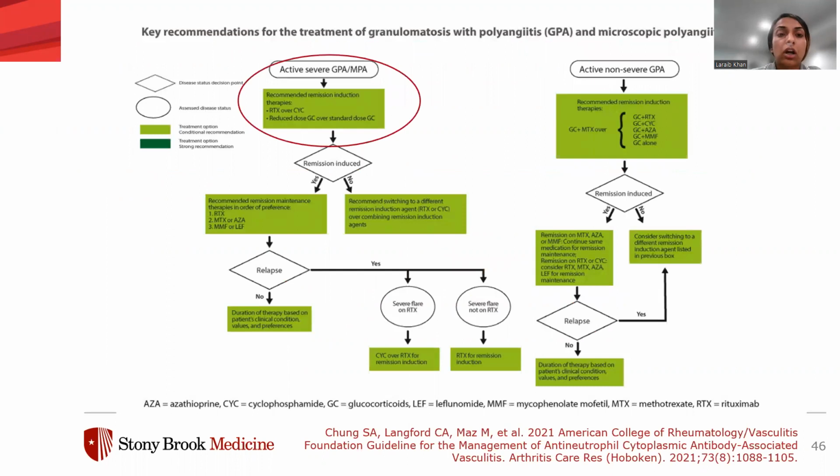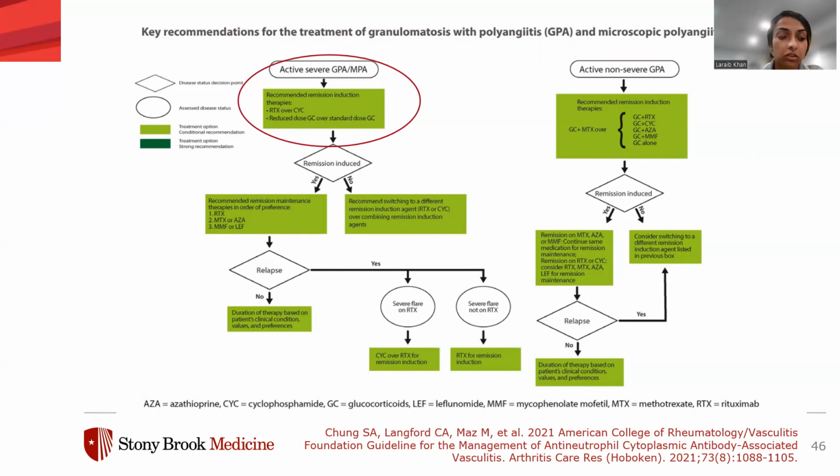So I just have a screenshot of the algorithm that's used in treatment of GPA, active severe versus active non-severe, from the guidelines. Just looking at the left side, from the guidelines, actually rituximab is first line and preferred over cyclophosphamide. But in practice, and in my research as well, I've seen cyclophosphamide plus glucocorticoids be used more often, just because rituximab does have that infusion reaction that's really common with a lot of patients.